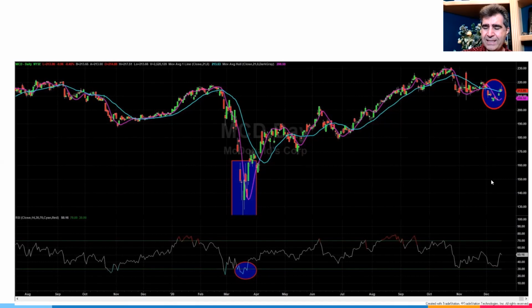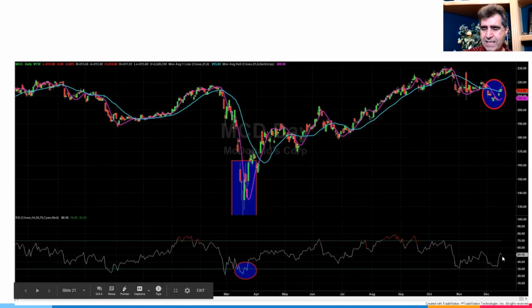Again, the RSI is in a midline, so 50 and over is strong. We like that, but when it goes below that, it means it's getting closer to oversold, but there's not much strength.